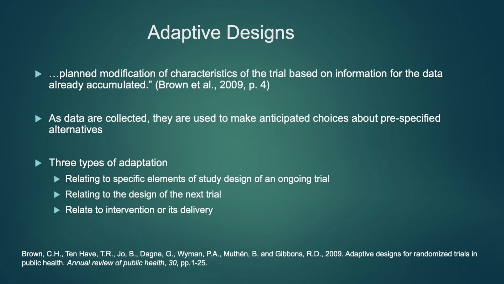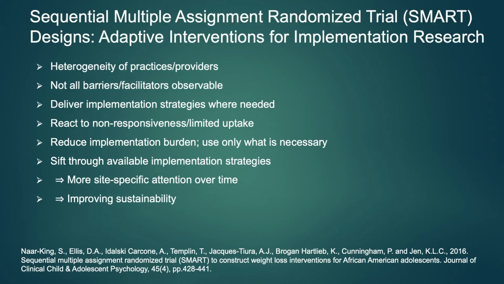And in adaptive designs, we think of this as a planned modification of characteristics of the trial based on information, the data already accumulated. And that's from Hendricks Brown and colleagues. As data are collected, they're used to make anticipated choices about pre-specified alternatives. There are three types of adaptation as you think about this, relating to elements of study design of an ongoing trial, relating to the design of the next trial, or related to the intervention or its delivery. These are pretty abstract, but hopefully things will become a little more clear as we think about these.